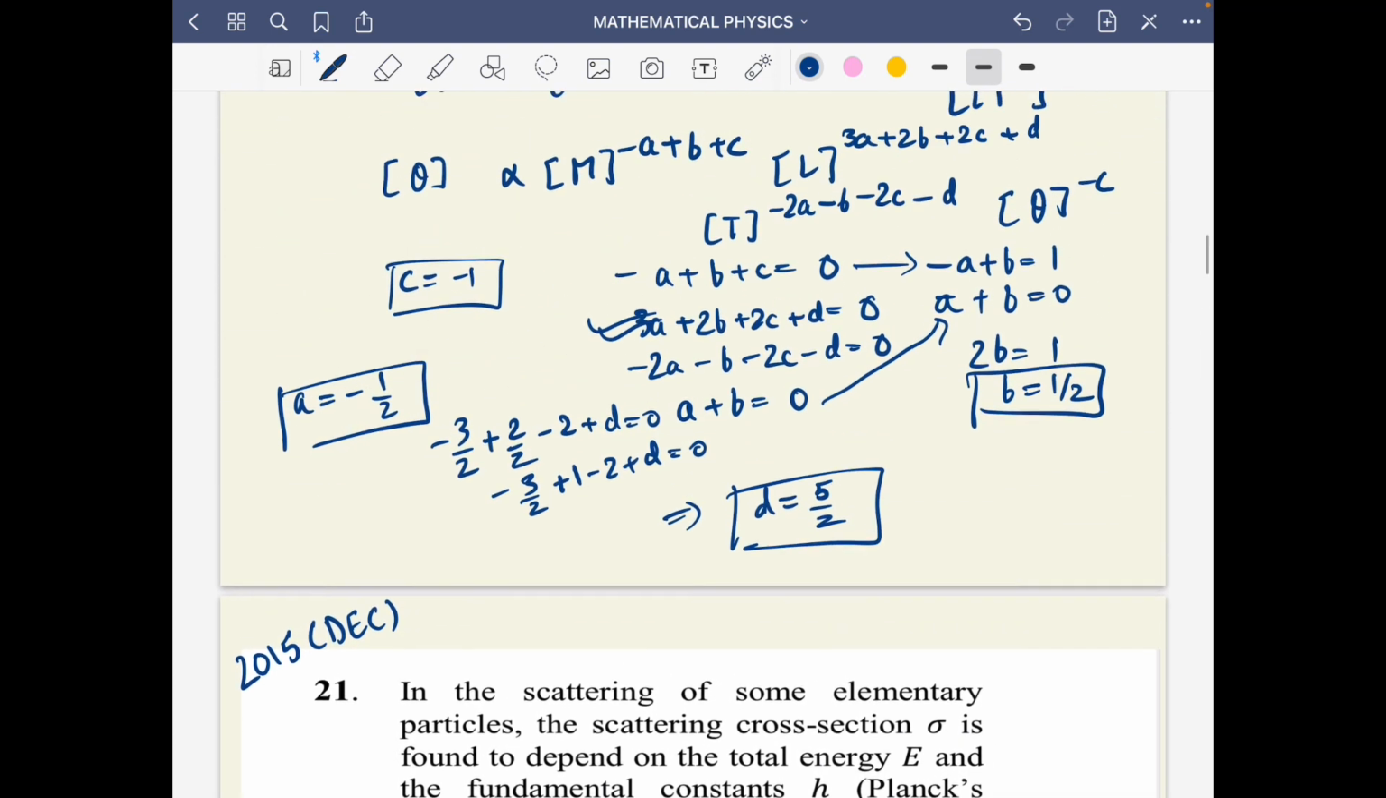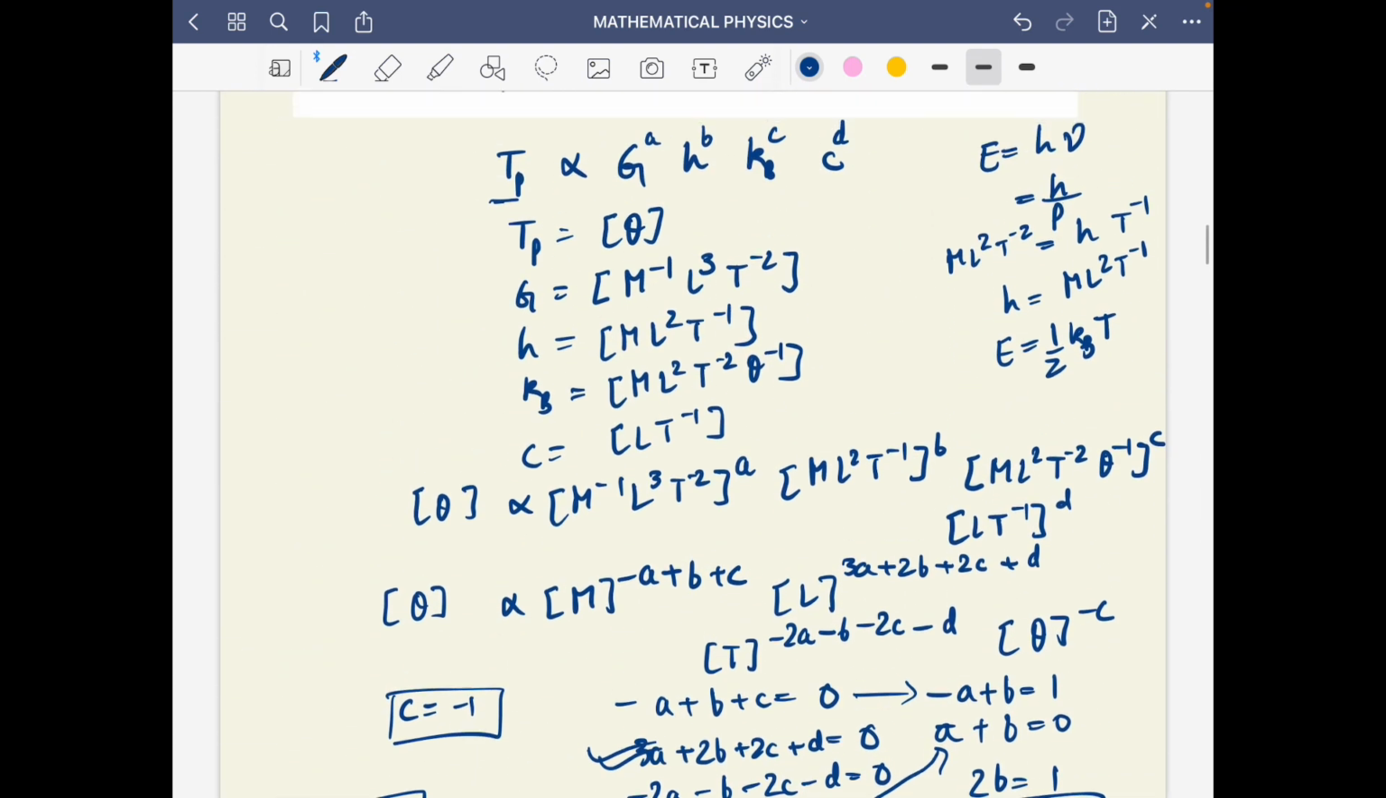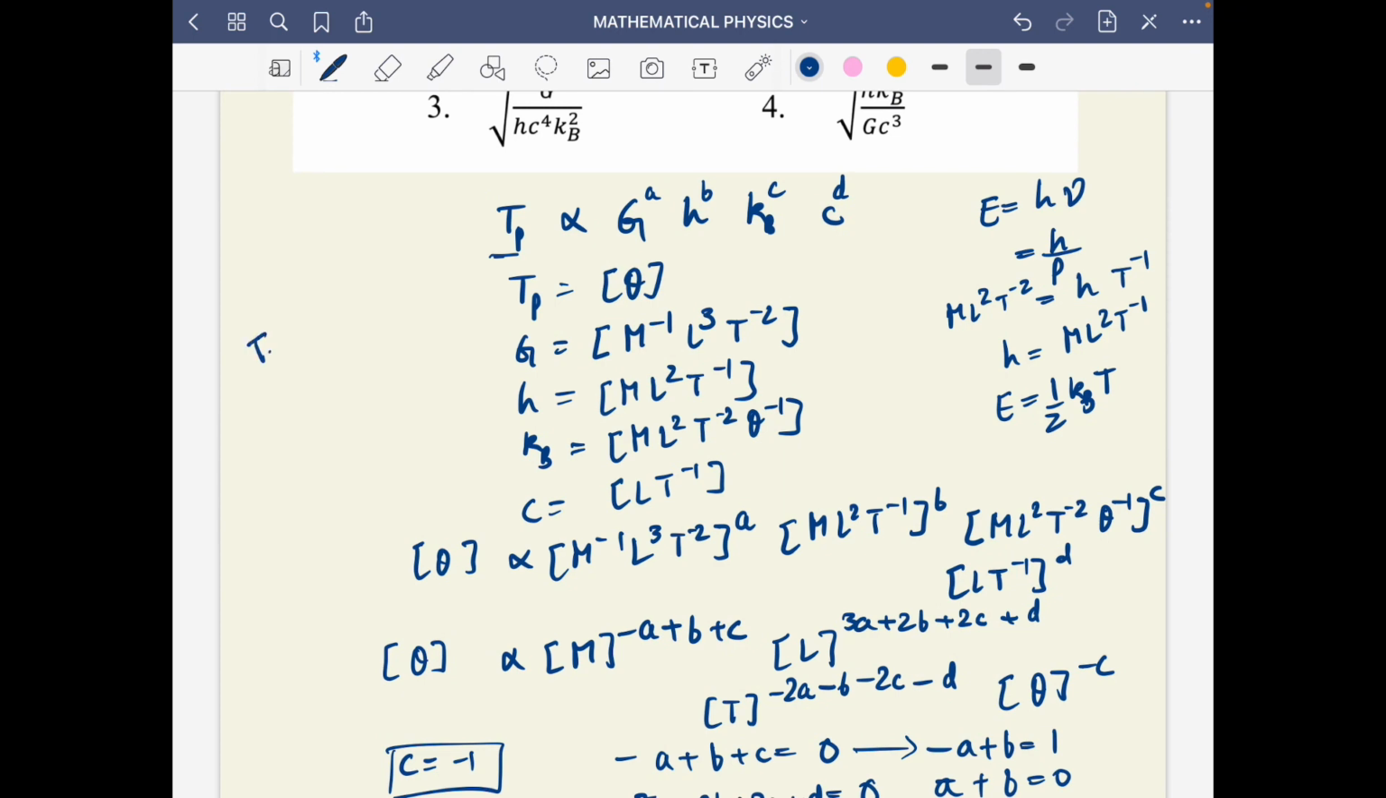Hold a second. I think I should have written in the last one all the values which I forgot. Tp is G to the power minus 1 by 2. H is 1 by 2, H to the power 1 by 2. Kb is minus 1. C is 5 by 2.